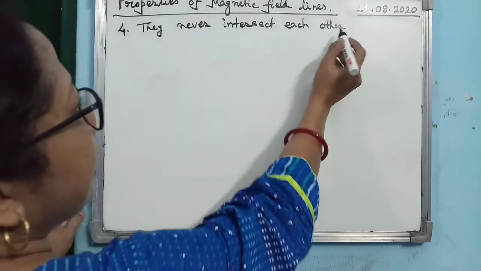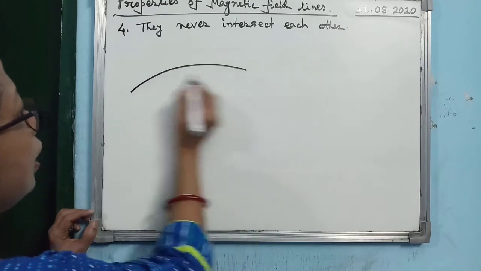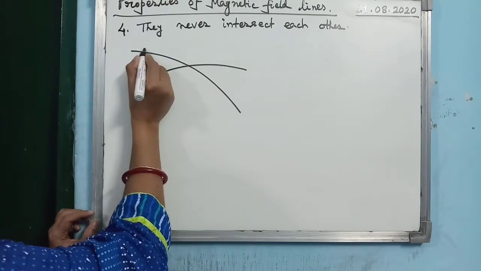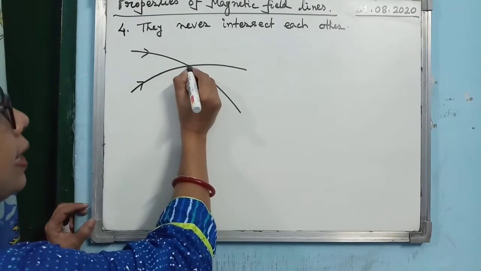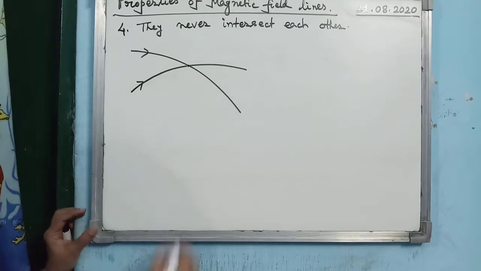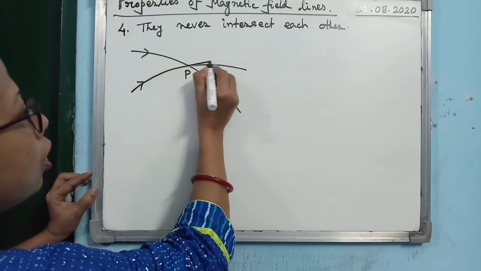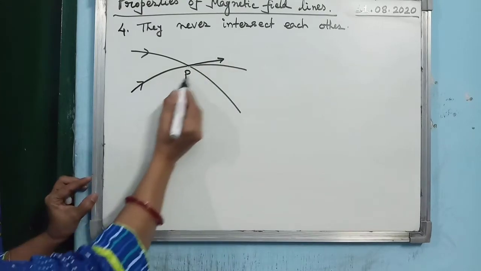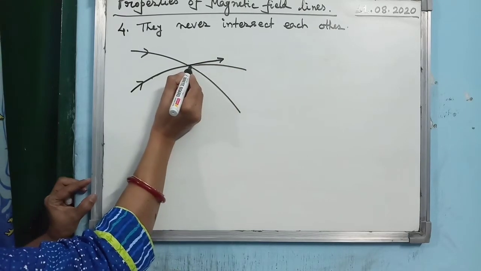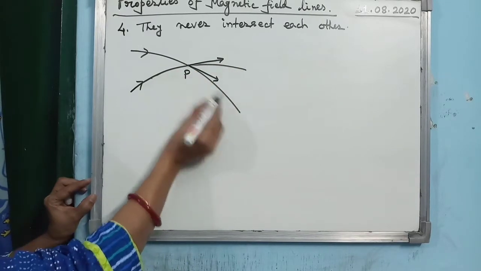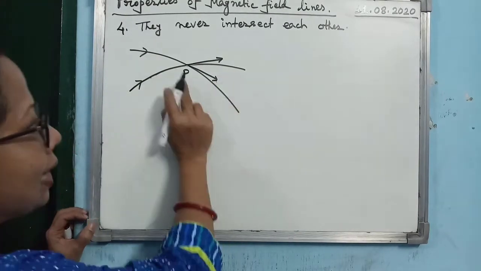Alright. Why can they not intersect each other? Just try to understand it. Suppose there are 2 magnetic field lines, with these directions, and we are considering that they intersect at the point P. Then you see at the point P you can draw 2 tangents. This is the tangent you have drawn for this line, and this is the tangent you have drawn for this line. So you see you are getting 2 tangents at one point.